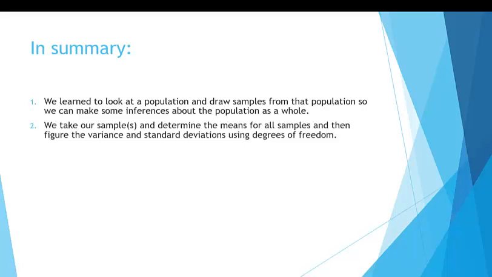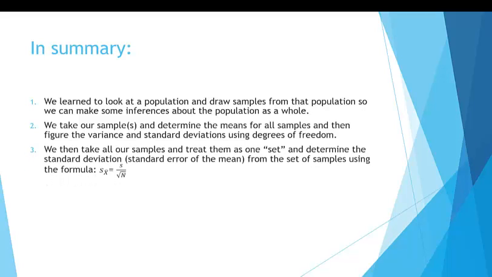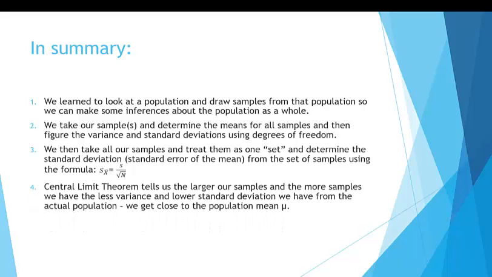We take our samples and determine the means for all our samples, and then figure the variance and standard deviation using degrees of freedom. We then take all our samples and treat them as a set and determine the standard deviation or the standard error of the mean from the set of samples using the formula S subscript x bar equals standard deviation over the square root of n. Our central limit theorem tells us the larger our samples and the more samples we have, the less variance and lower standard deviation we have from the actual population. In other words, we get close to the population mean, or mu.